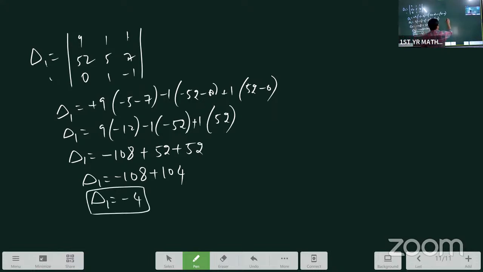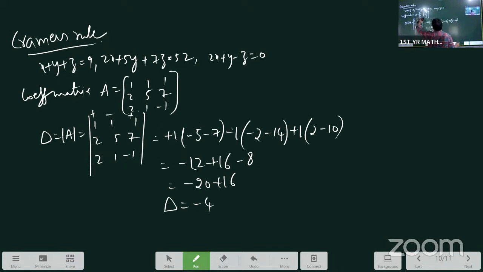Similarly, I will go for delta 2. Delta 2 means, as I said, replace your second column with the constants. So what is that second column? We are going to write again the same 1, 2, 2. Here your second column is 1 5 1. I am going to replace it with 9, 52 and 0.